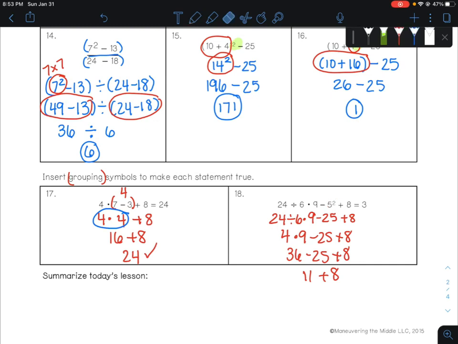So for number 18, I wrote out the steps of what you would have to do if you just did it in the order of operations, as it is. So first the 5 squared, which gave me the 25. Then I would have to do the 24 divided by the 6, which gave me this 4. Then I would have to multiply, which gives me 36, subtract, which gives me 11, and then add, and that's going to give me 19.